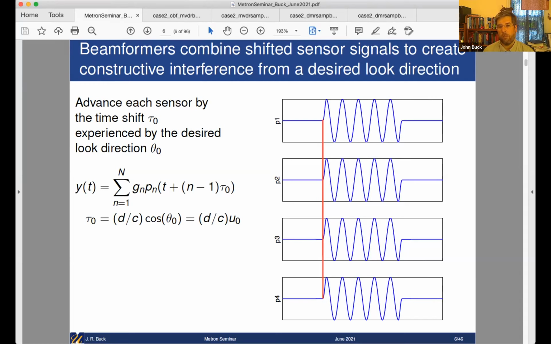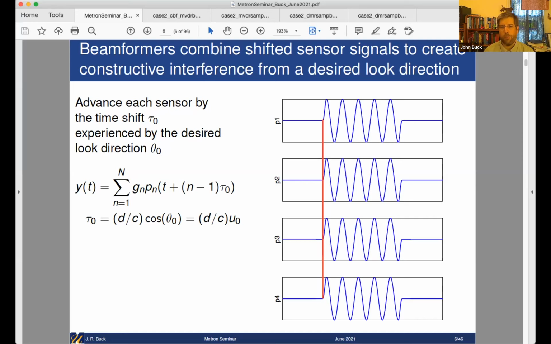There's a lot of math you can get lost in with array beamforming, but one of the main ideas to always keep in the front of your mind is that we're trying to set up constructive interference from desired directions and get destructive interference from all the other directions. So now we've covered that big concept.